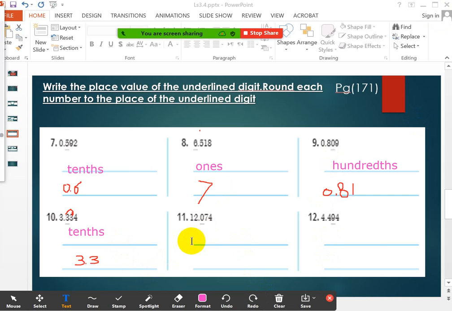I want you to tell me here the place value of the underlined digit first. It will be what? For number 11. 12 point. Very good. Tenths. 12 point. Can you read this number for me? 12.74 hundredths. Again, 74. I mean thousandths. Very good. Now round this number to the nearest tens. It will be what?